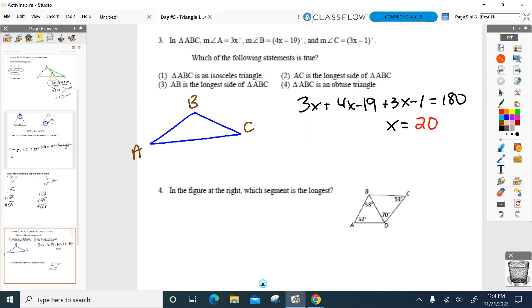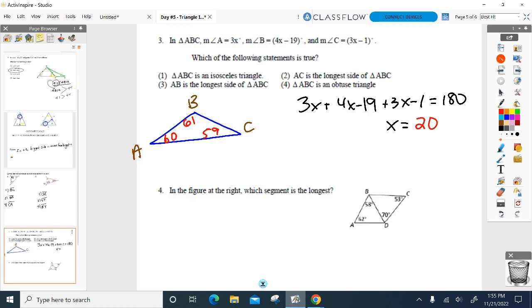A equals 60. Okay. Yep. B equals 61. And the second thing gamers do, they finish. And C equals 59. There we go. All right, let's answer the question now. Is this isosceles? Absolutely not. Is AC the longest side? Why is AC the longest side? Explain.